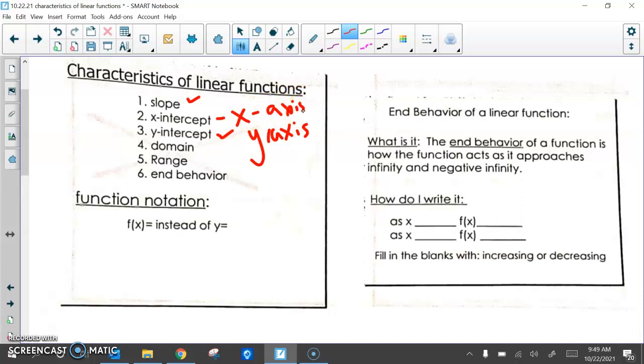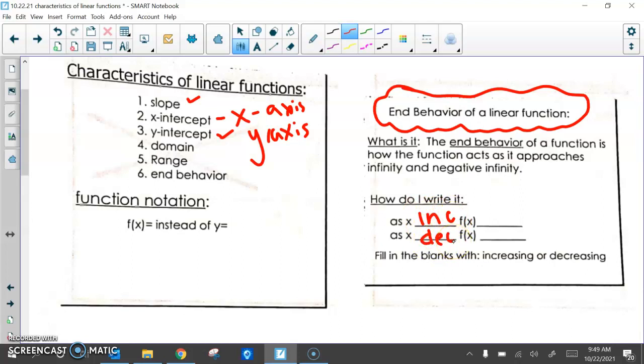The first thing we're going to look at is the end behavior of a linear function. That is, what are the ends doing? What are the arrows on the ends doing? And how do you write that? You're always going to write it as increase, decrease. As x increases, that means as I go to the right side on the number line, and as x decreases is as I go left on my number line. That's not going to change. This right here, though, is going to change depending on the graph.